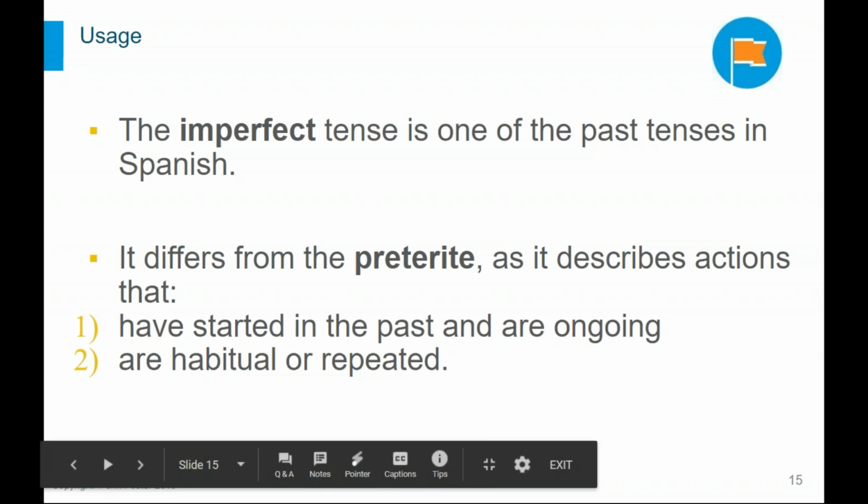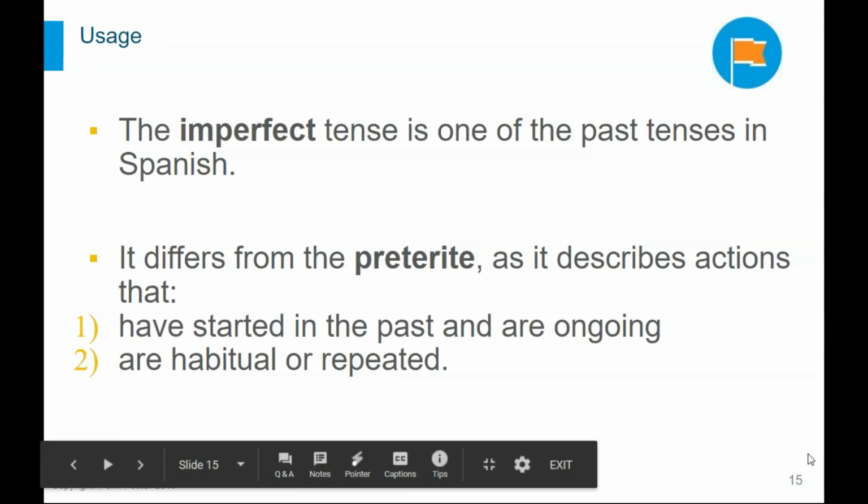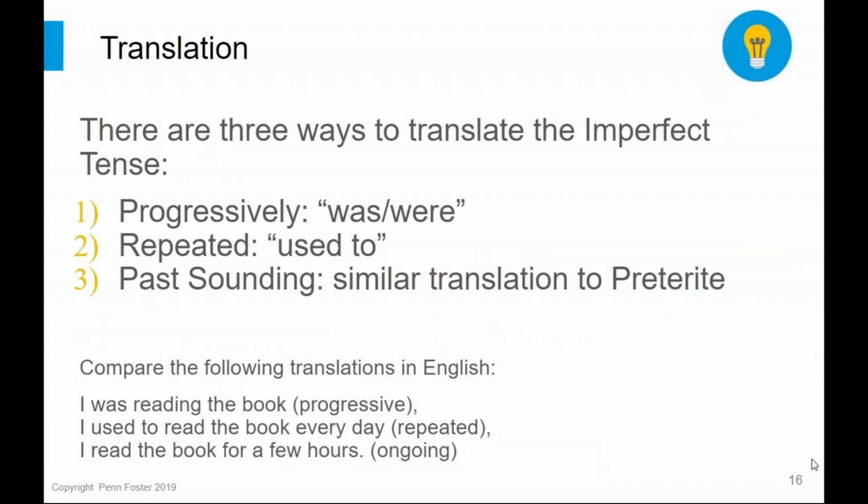So imperfect will be our focus here for the next couple of slides. Past tense, past actions that are ongoing or habitual or repeated, not just happened once and done. That would be the preterite's usage. The way the imperfect can translate from Spanish to English would be progressively, with a word like was or were involved. So, I was reading when you called.